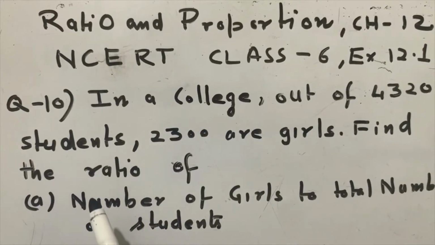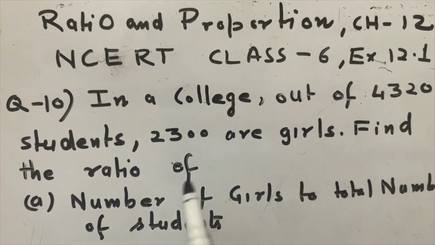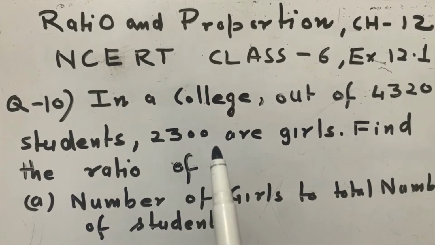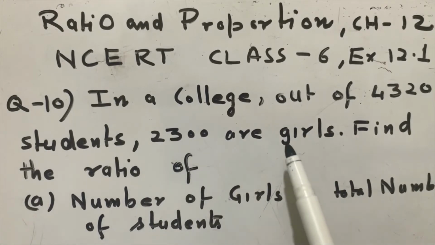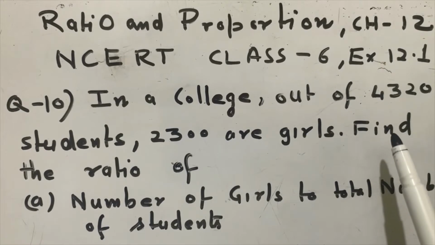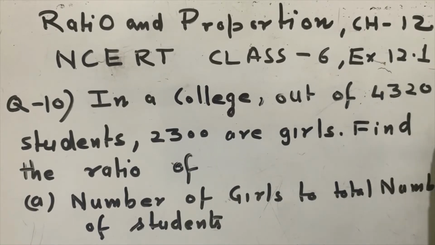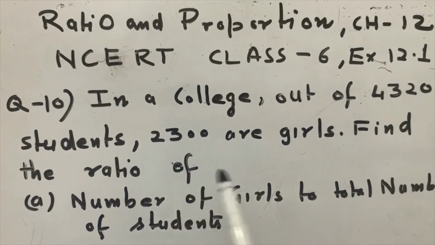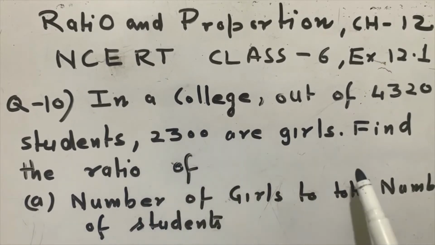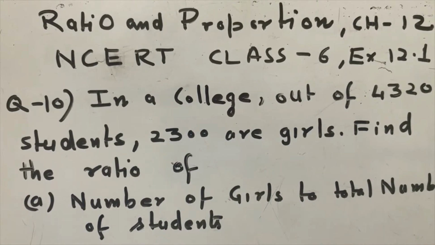Question number 10, ratio and proportion, chapter 12, exercise 12.1, NCERT class 6. Question number 10 is given: in a college, out of 4,320 students, 2300 are girls. Find the ratio of the number of girls to the total number of students.